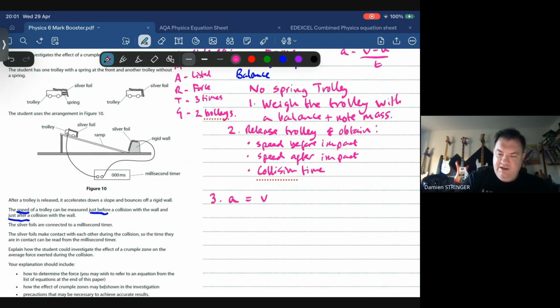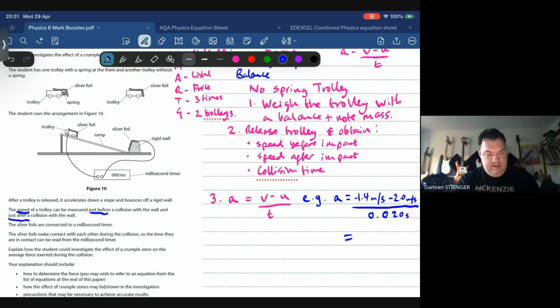So acceleration is v take u over t. So for example, you might get, so I'll just do this in a different color because it's an example. They haven't given us this information. I'm just making it up on the fly. So you might get something like minus 1.4 meters per second. So it's going to the left. Take away what its speed was going to the right, so 2 meters per second possibly. It would make sense for it to be a lower velocity afterwards, and then divided by how long it took. So we could say it might take something like 0.02 seconds. So whatever that is when you work it out, let's have a look. Minus 1.4 take 2. I should have known that. Minus 3.4 divided by 0.02 gives you minus 170 meters per second squared.